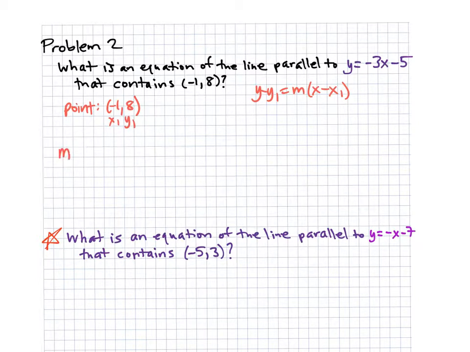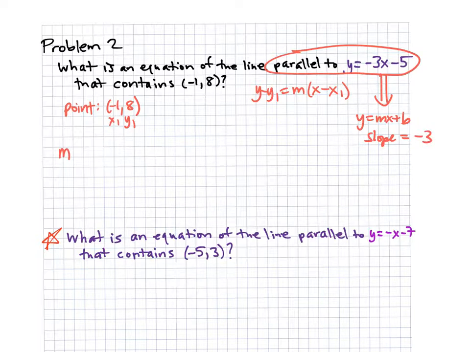And so to find our slope, it says, what is the equation of a line that's parallel to this line? Well, what's the slope of this line? This is in y equals mx plus b form, where m is the slope. So the slope of this line is -3. If our line is parallel to that line, then it has equal slope. So our slope is -3.